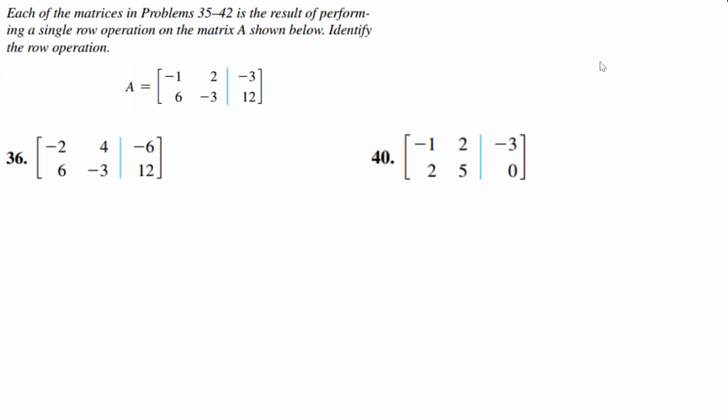So in each of these, we're supposed to do a single row operation starting with A to go to either 36 or to 40. So looking at this, what's the difference? Well, the second row is the same. It's just the first row that's different.